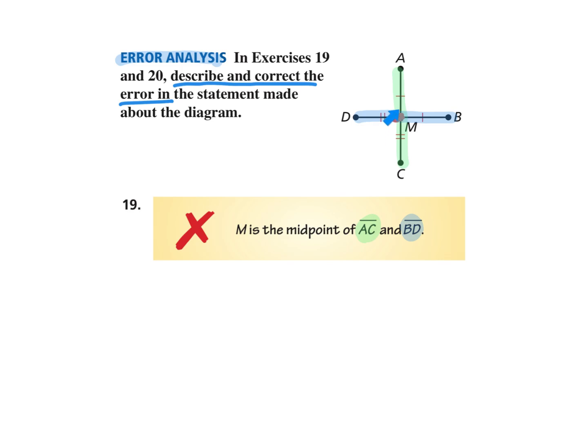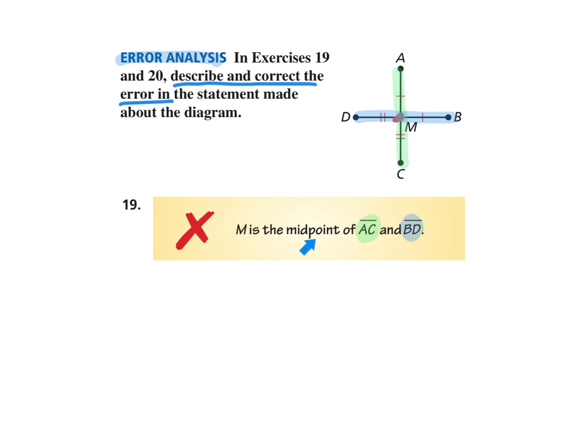This is an error because if it was the midpoint of the green segment, it would cut the green segment into two congruent pieces. But this piece has a single congruent mark and the other side has a double, so the top side and the bottom side are not congruent.